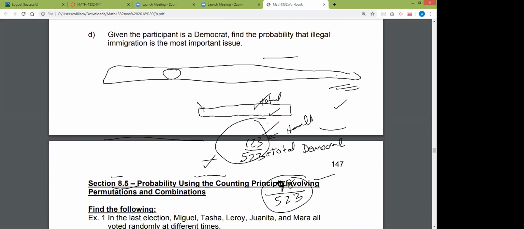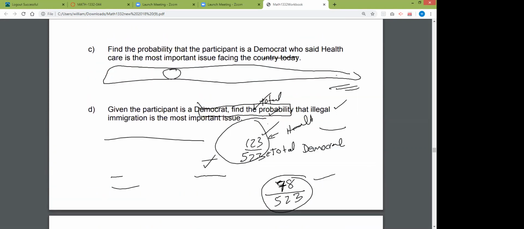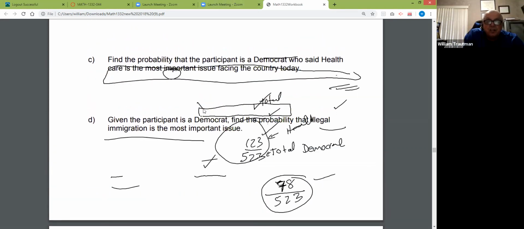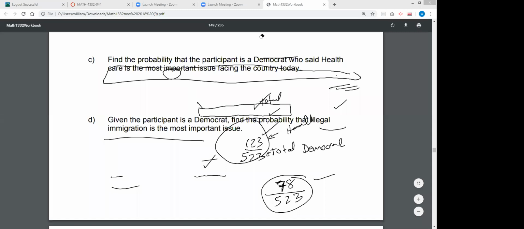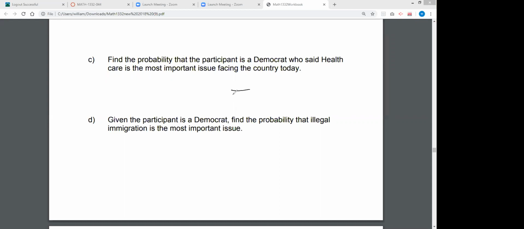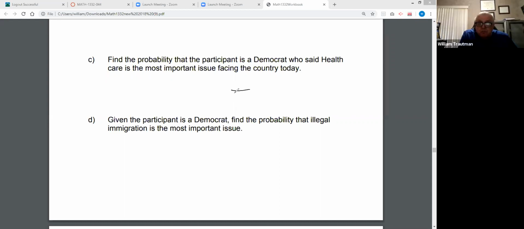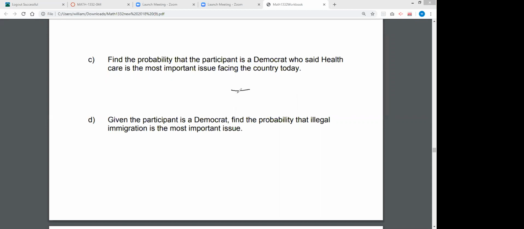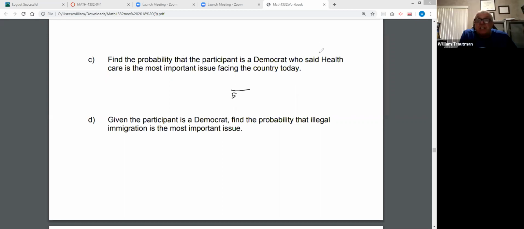I'm still confused because the way I'm reading it still looks like they're just looking at one Democrat out of all of them. Wait, hang on. Let me take a look. Which one? C? Find the probability that the participant... They're only finding one. What's the probability that they pick somebody and they're a Democrat? Well, what was the total for Democrats again? But then they're going to be all Democrats. But who had health care as their primary?